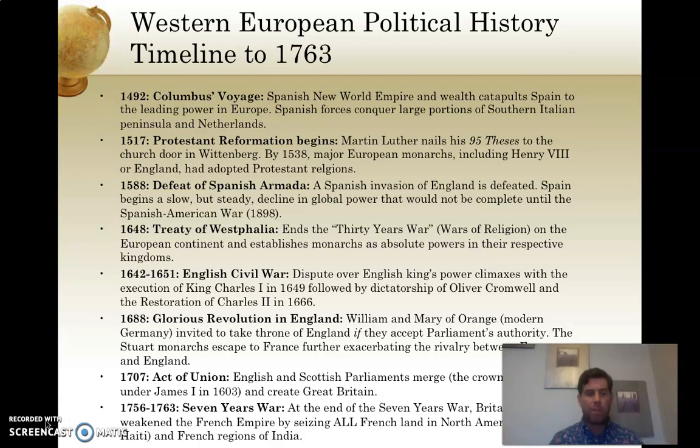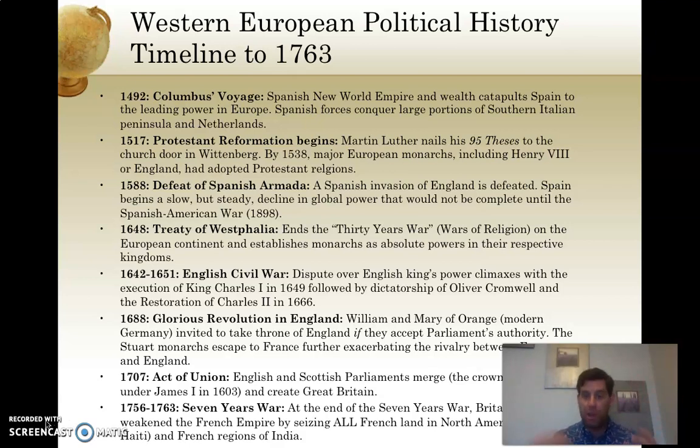So what is our political timeline? I'm going to move through basically all of these events in a couple of slides. So I'll just give you a quick little rundown. We're not going to talk about 1492 at all because we've already covered this moment. 1492 is when Columbus, quote unquote, discovers the New World.